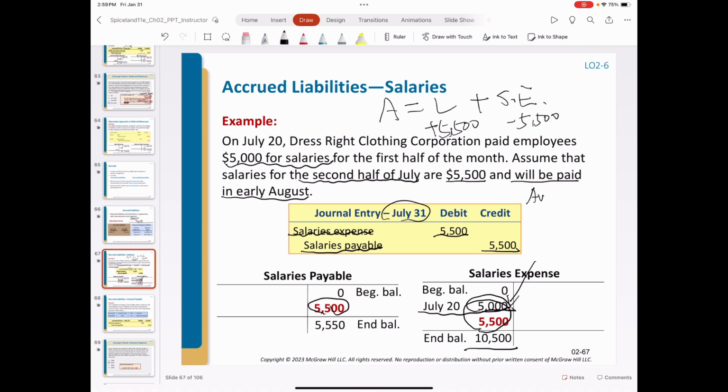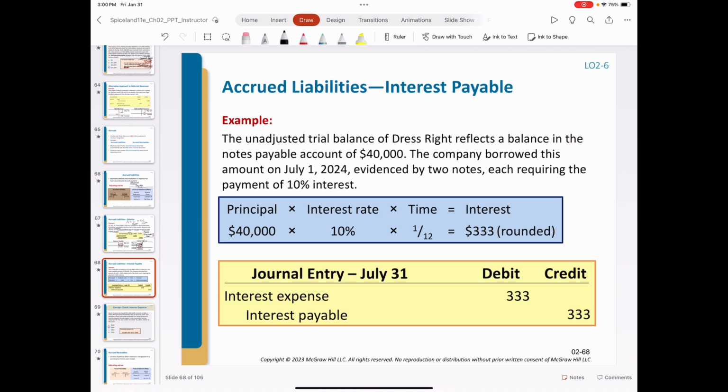In August, the company paid their employees the second half salary for July. The company will debit salary payable and credit cash $5,500. So the salary payable will reduce $5,500, and the cash is paid. Assets decrease. The next example of accrued liability is interest payable.